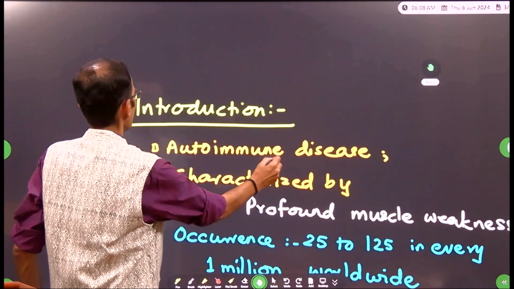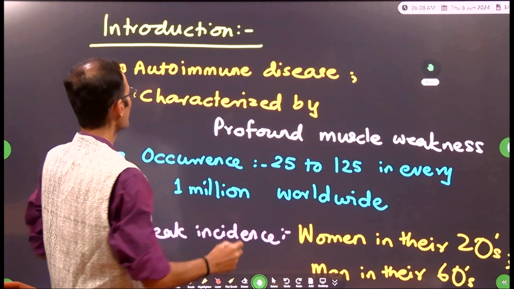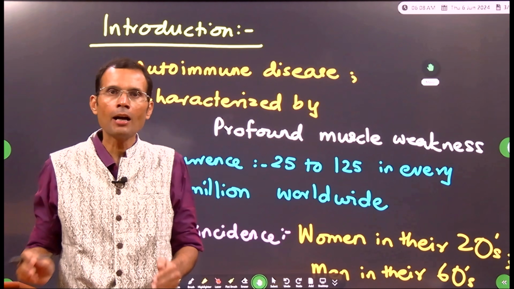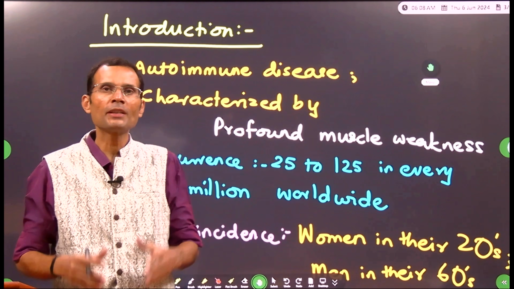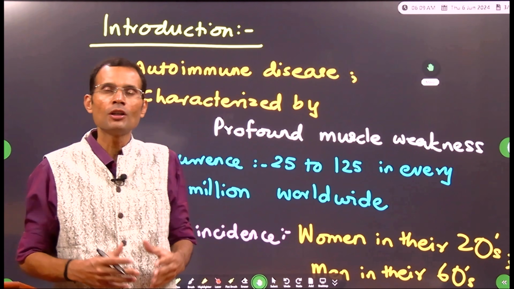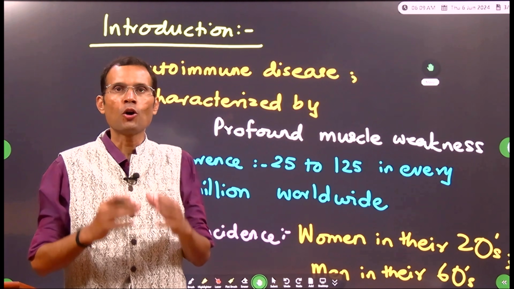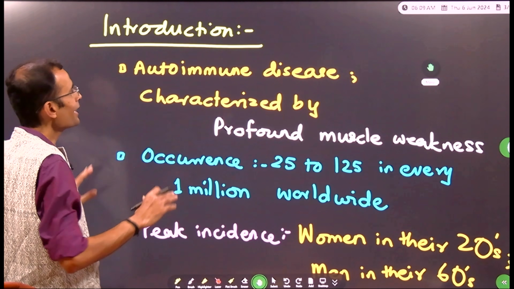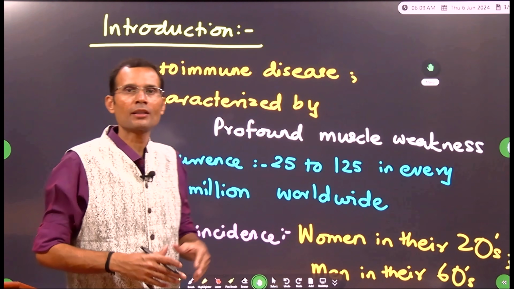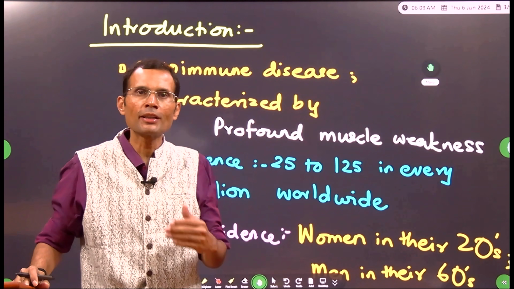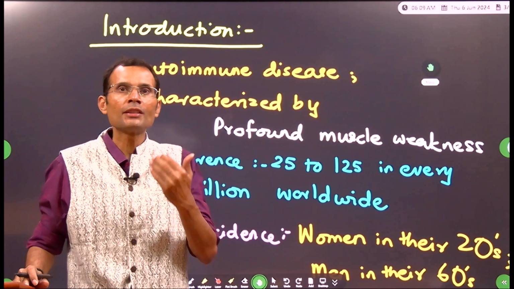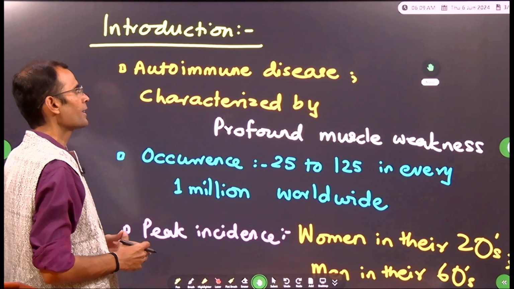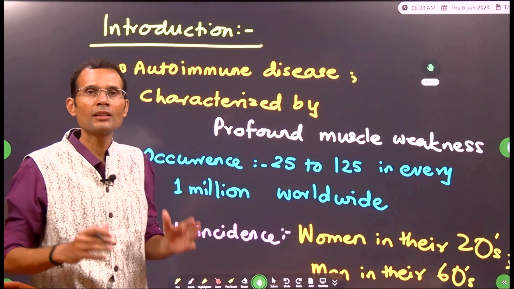Now, myasthenia gravis, if you break the word, it tells you the story in itself. Myo means muscle, asthenia means weakness, and gravis means grave. So it's a grave weakness of the muscle. That's the myasthenia gravis. Now basically it's an autoimmune disease. You know what are autoimmune diseases? When the body's immunity starts attacking the body's own cells. So this is an autoimmune disease characterized by profound muscle weakness.